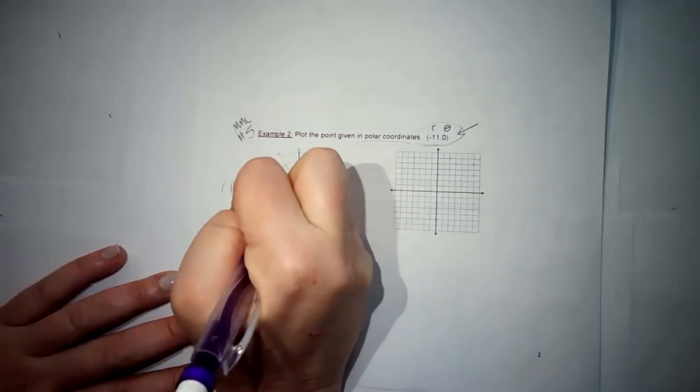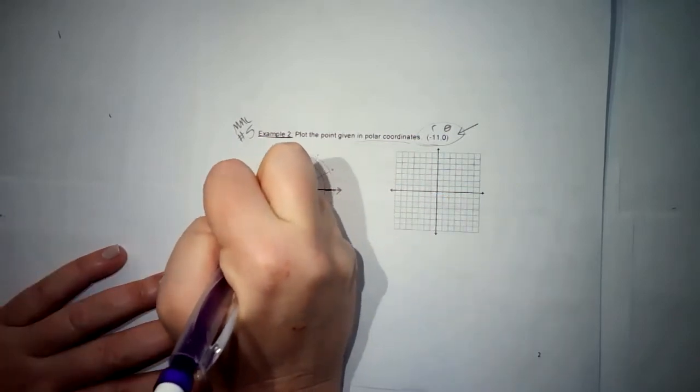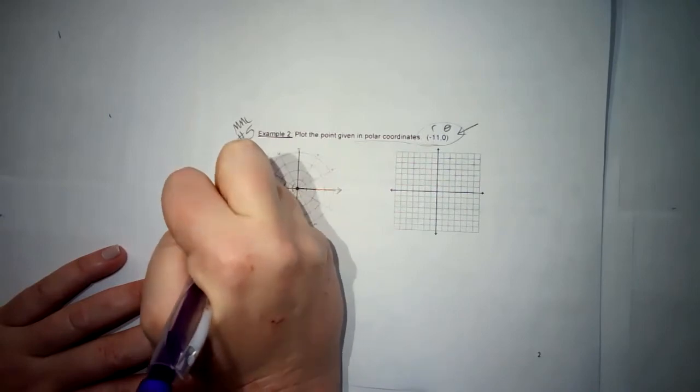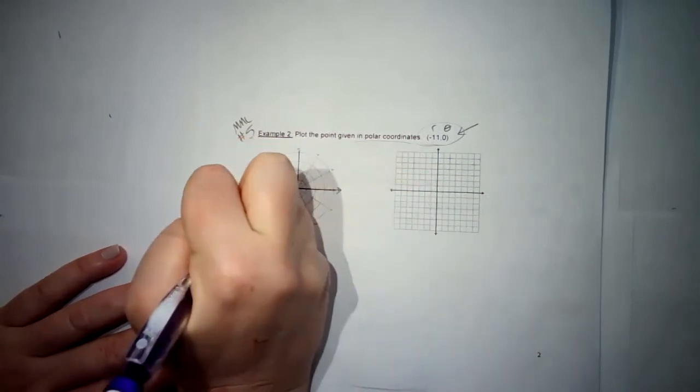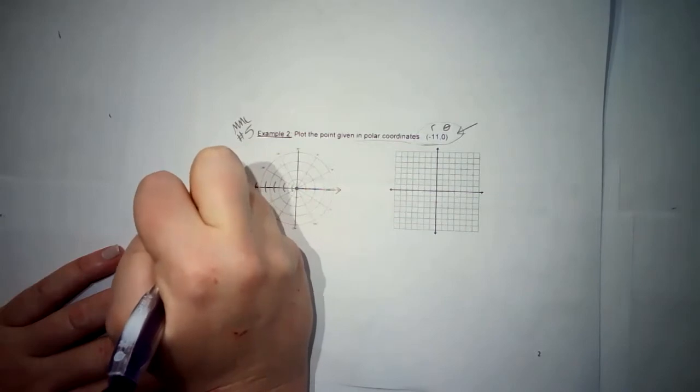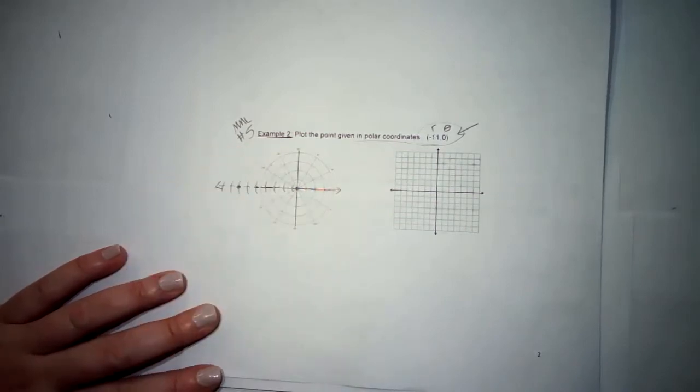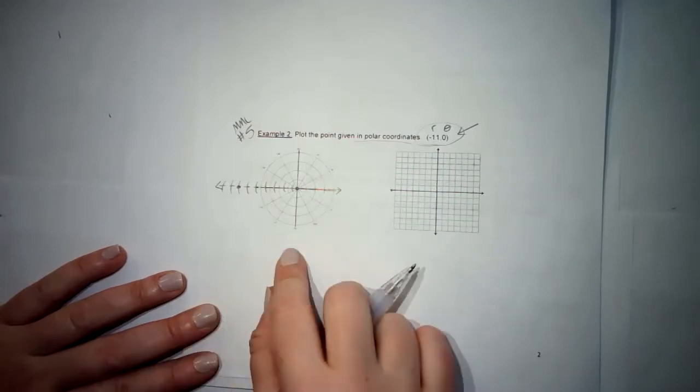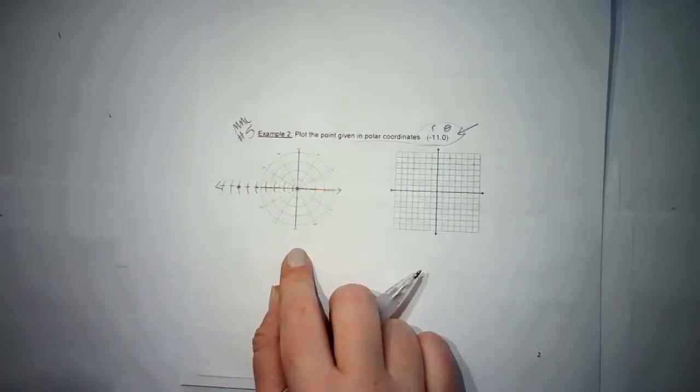So just kind of pretend you're putting in, they do this a lot. Instead of drawing a whole circle, they'll just do the little curve of the circle. I'm going to hop back 1, 2, 3, 4, 5, 6, 7, 8, 9, 10, 11. And there's my -11 way back there. Okay. So this is the picture of -11, 0 in polar coordinates.